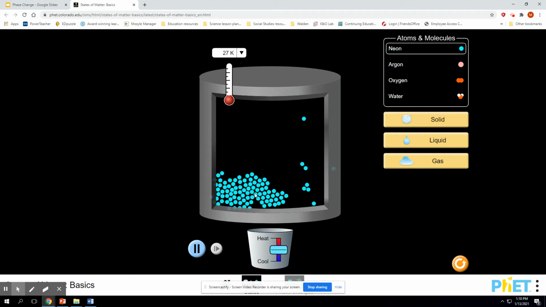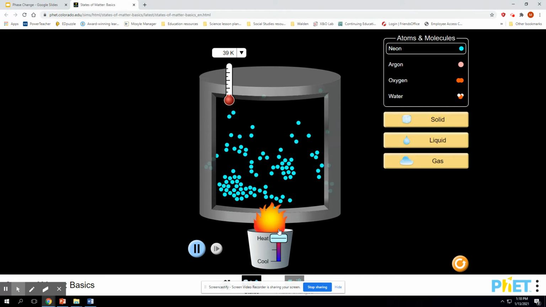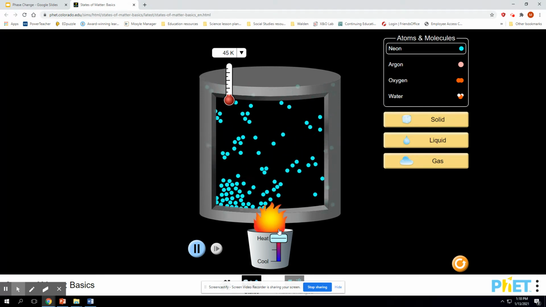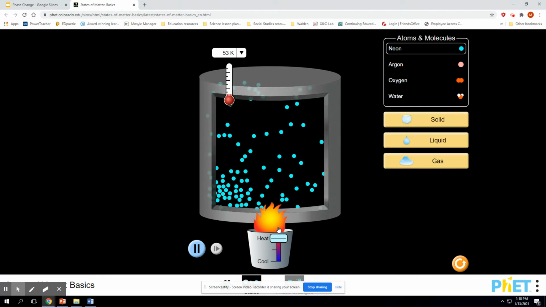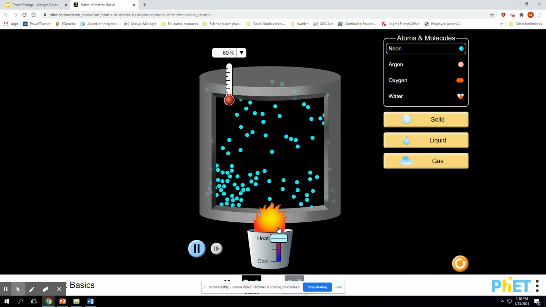So they can slide past each other. It has a definite volume, but it does not have a definite shape, because these particles now have enough energy where they can move. It's not enough to break free from each other, but they can slide past each other. Well, if I continue to add heat, what happens? Now they get a ton of energy, and they start flying around, moving past each other, bumping into each other. They have enough energy to break free from each other, and that creates something we call a gas.